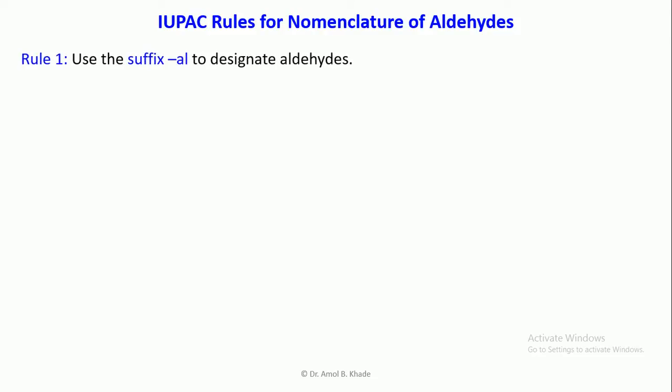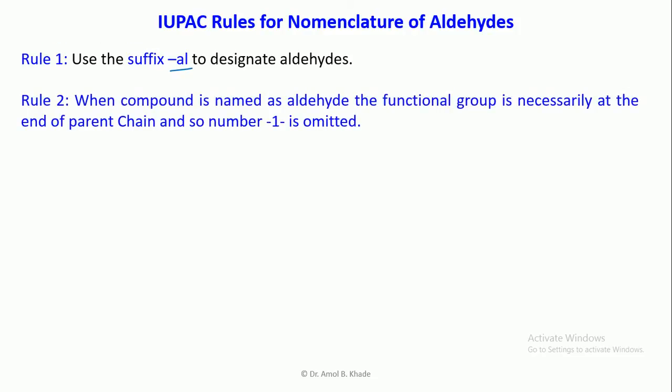Rule number 1 says we have to use the suffix AL to designate that the compound contains the aldehyde group, the CHO group. Rule number 2 says when a compound is named as an aldehyde, the functional group is necessarily at the end of the parent chain, so number 1 is omitted. There is no need to indicate at what position the aldehyde group is present.